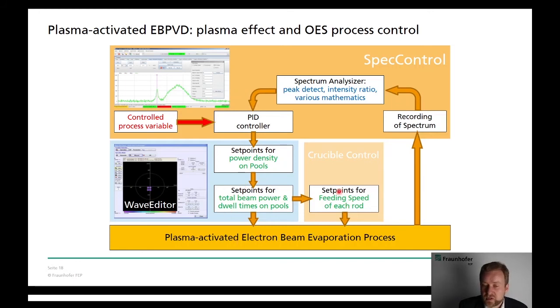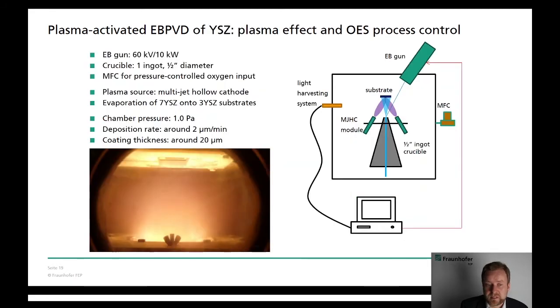Also the feeding speed for the crucible, for the ingot, can be adjusted, and this influences the plasma-activated PVD process and changes the optical spectrum again, and so you can realize a control loop for the PVD process. We have done this again for YC.